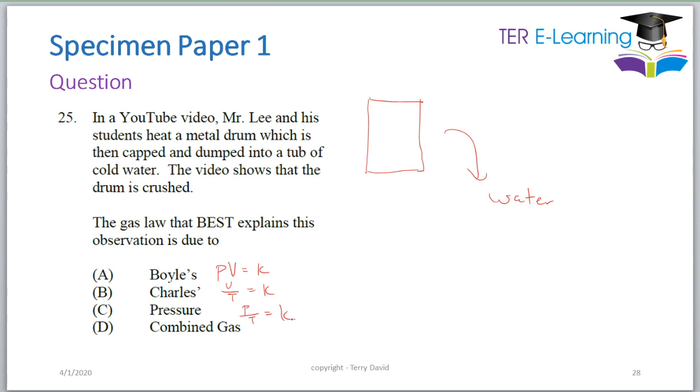So for this particular one here, what we are talking about, if the metal drum is crushed, right, we mean that the volume is significantly going to change. And also we are talking about cold water. So you heated the drum initially and then you put it in cold water. So we are talking about volume and we are talking about temperature. So for this particular one, I would go with Charles' law. Okay.